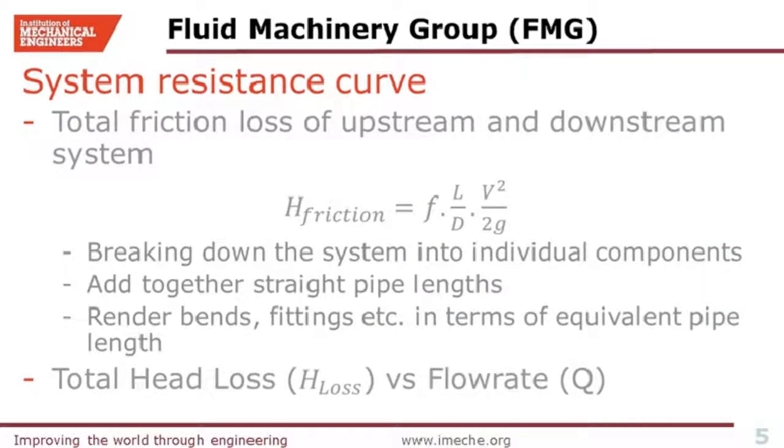So let's focus on the piping system and system resistance curve. System resistance curve essentially is a head or pressure loss curve versus flow rate.